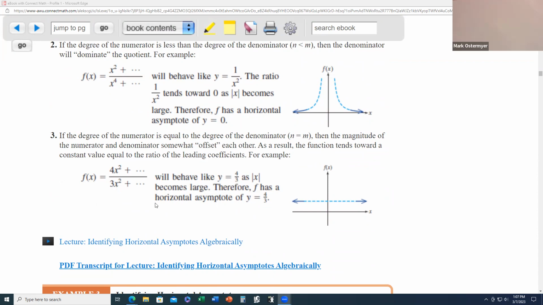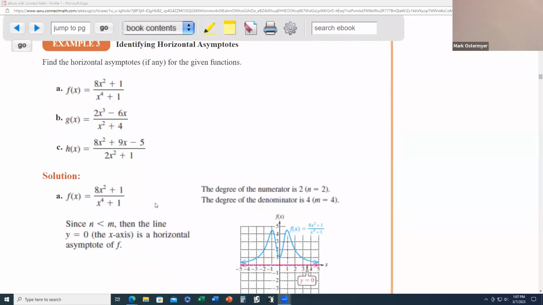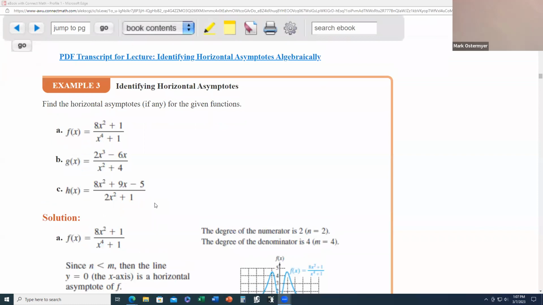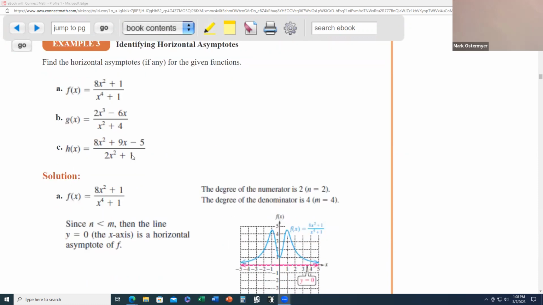Okay. Example 3 walks us through 3 rational functions and how to determine their horizontal asymptotes. The first function, a here, the degree of the numerator is less than the degree of the denominator. Therefore, by the theorem mentioned above, the horizontal asymptote would have to be the x-axis. Y equals 0 would be its equation. And after graphing this function f of x in a, you can clearly see that it does appear that the graph is asymptotic with respect to y equals 0, or the x-axis.